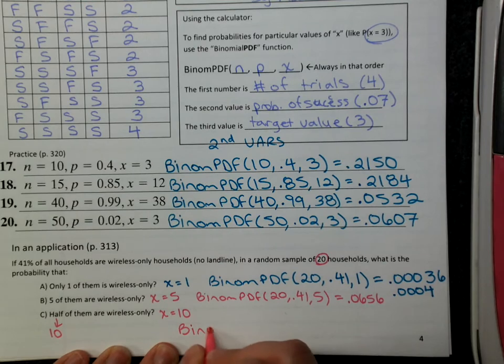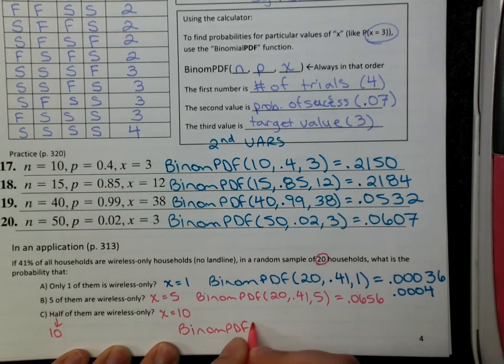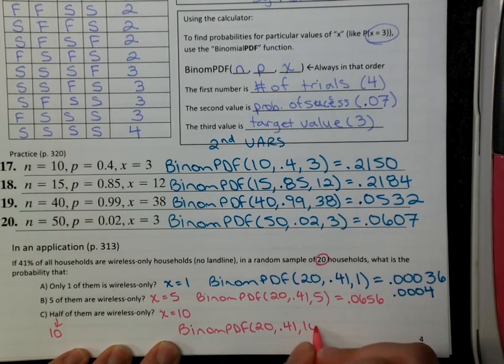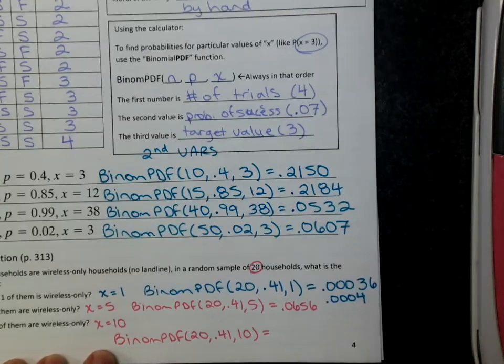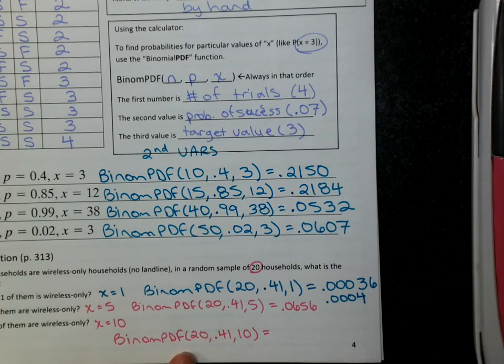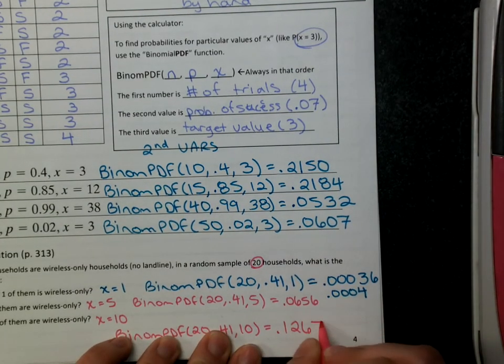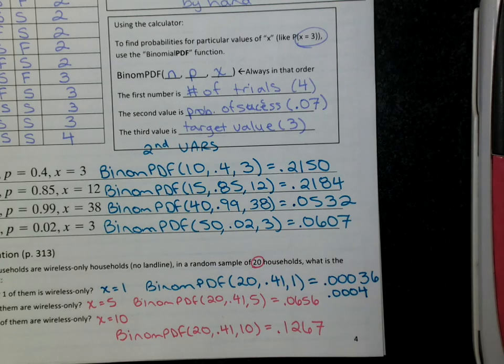I hope the video does not cut me off before I finish the problem. Let's see. 20, .41 and 10. Go ahead and type that in. And we get 0.1267. Alright, I'm going to stop there and I'll continue on page 5 in the next video.